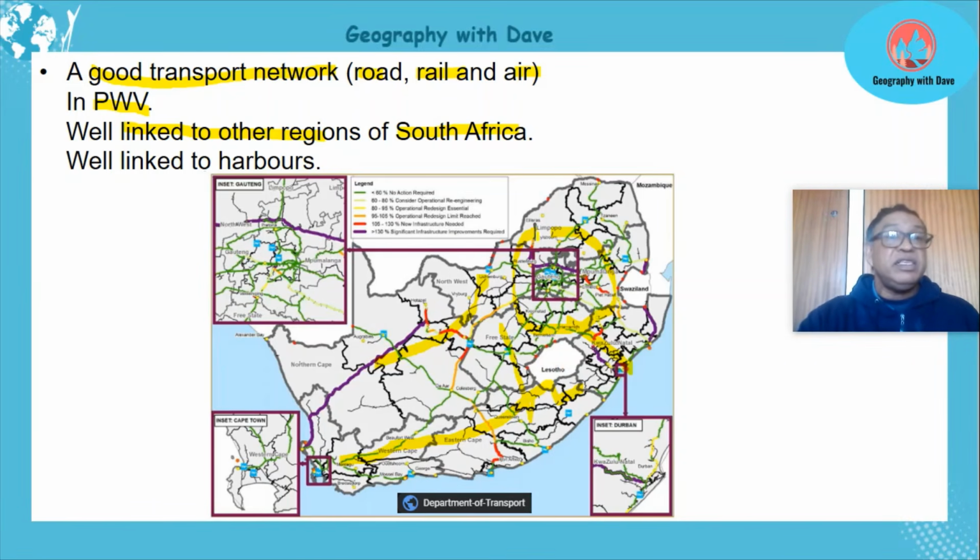And another thing that we need to look at, it's well linked to the harbors. All the harbors are found in these regions. And you notice the transport networks are efficient when it leads to the harbors. Because you must remember, Gauteng can't transport iron and steel in aeroplanes. They can, but it's ridiculous. The costs are way, way out of the range. You understand? It's not even worth doing it. So it has to be transported via ship through the harbors. So we're well linked with that also. Okay, let's go on.